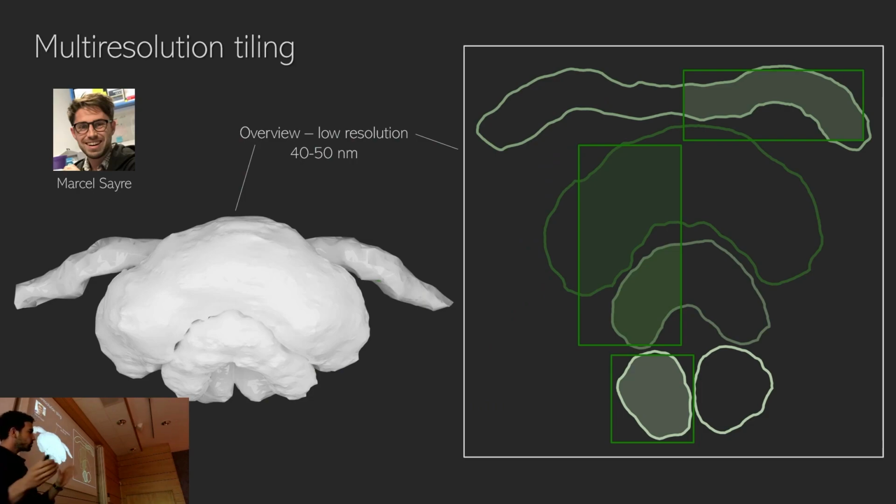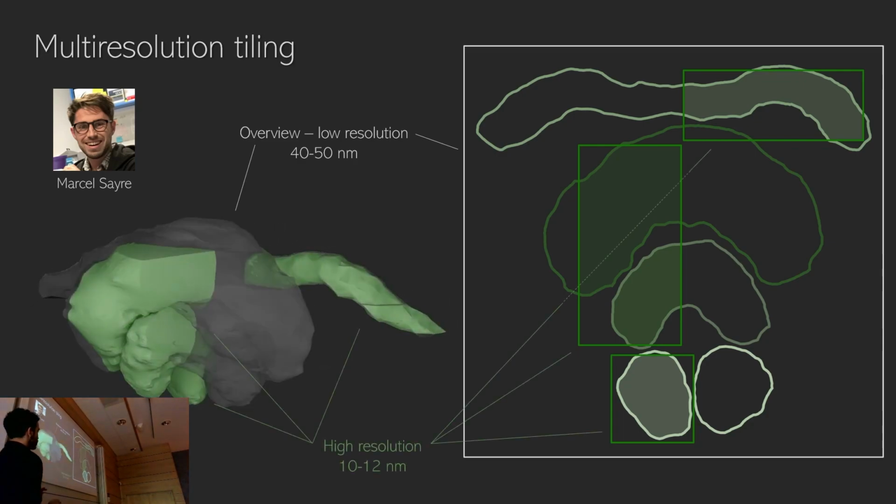And we have a multi-resolution approach, which is going to be important later, that was developed by Marcel, a previous PhD student in our lab. We scanned the entire region at low resolution. It's enough to see the backbones of the neurons. And then we have specific regions of interest that we scan at high resolution, where we can see all the smaller branches and even synapses.